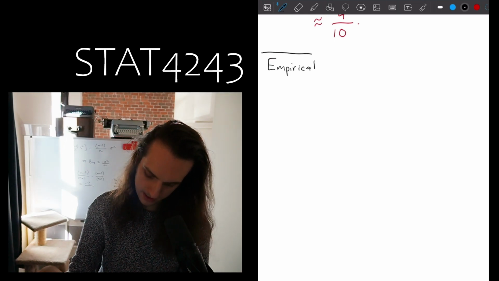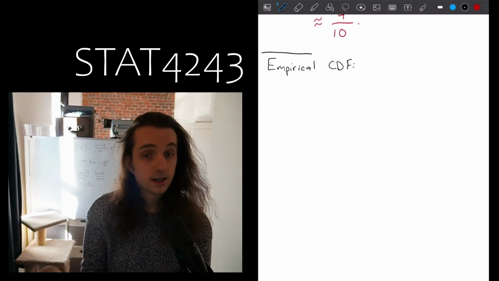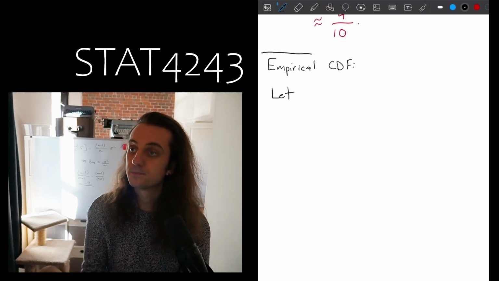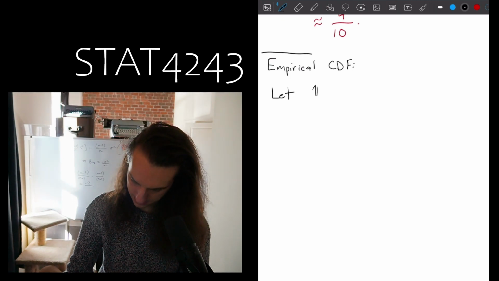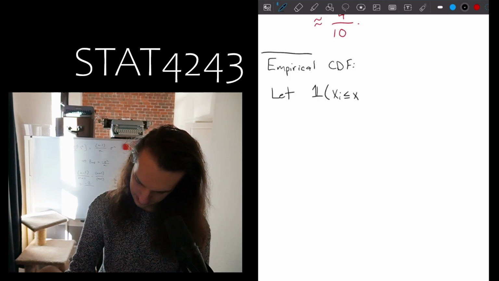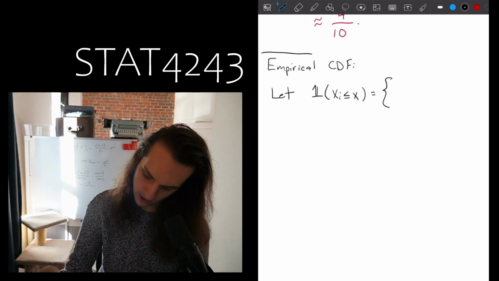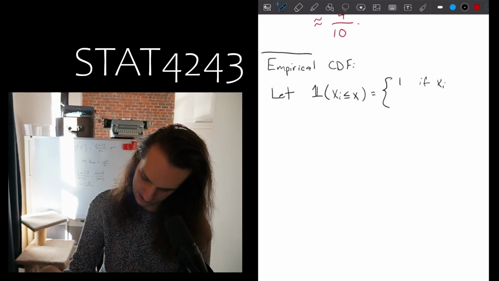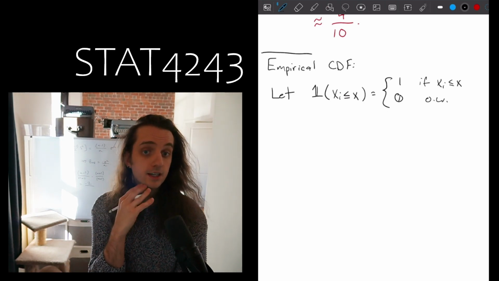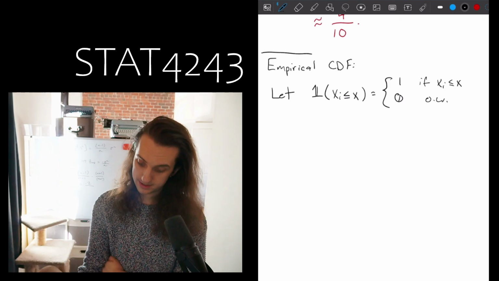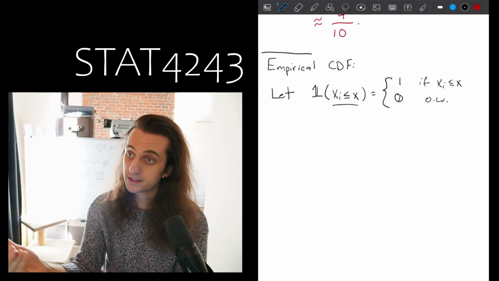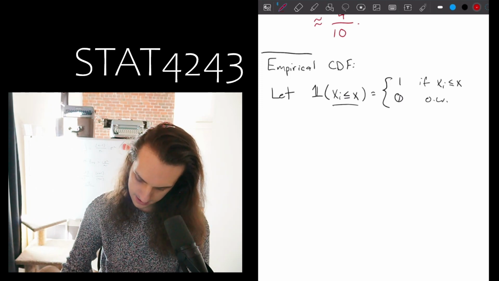Well, to get the empirical CDF, we first define our indicator function, right? So let's say the indicator function of Xi less than or equal to x equal 1 if Xi is less than or equal to x and 0 otherwise, right? So it's a function that's going to map to 1 if this is true, and it's going to be 0 otherwise, okay?